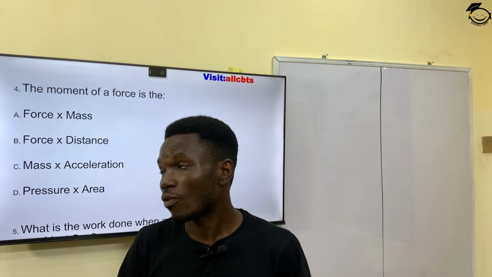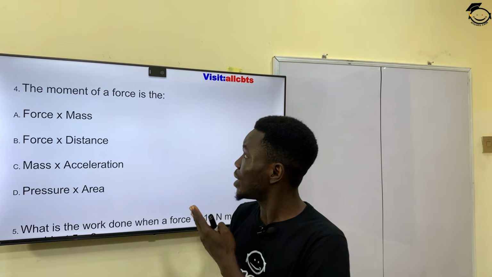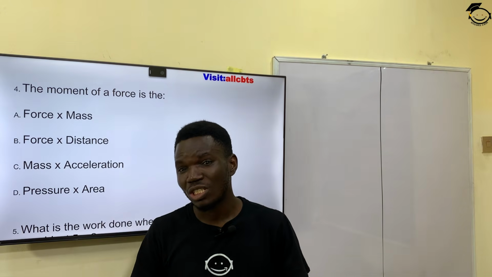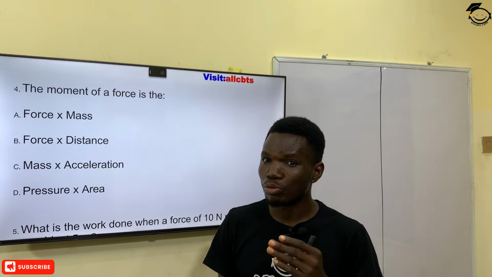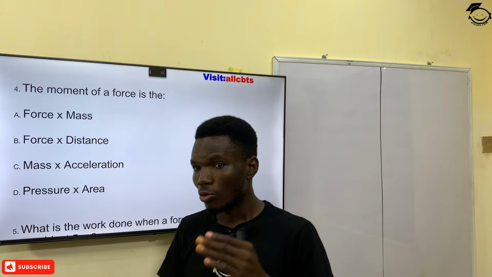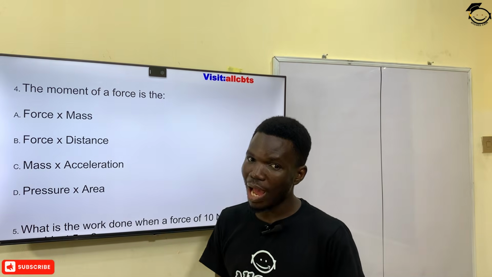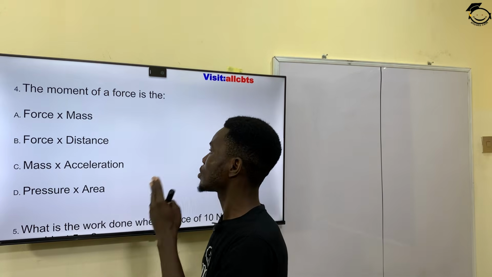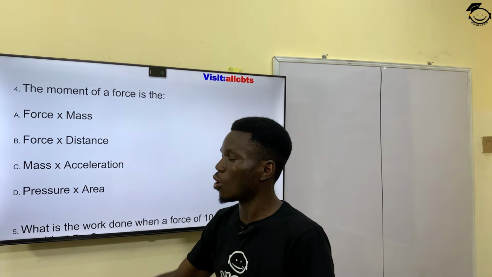Moving on to question number 4, it says that the moment of a force is the dash. The moment of a force is the turning effect of the force, and it is the product of the force and the perpendicular distance moved by the force, which means that you take the moment to the pivot. This is the same as saying that the moment of a force is equal to what? Force times distance. That is option B.